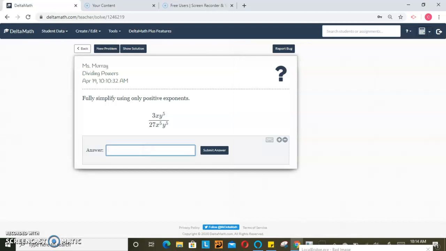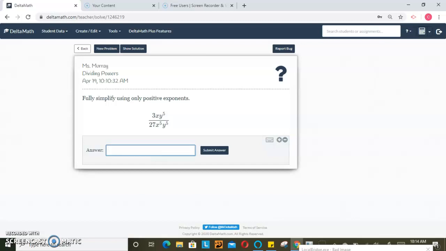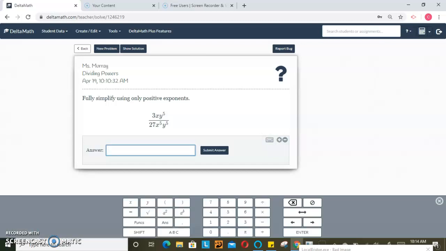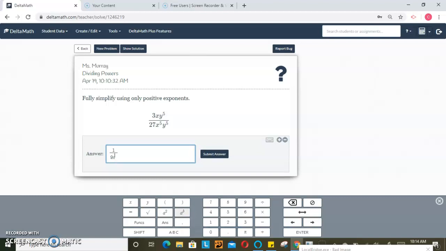So when I go to my answer and get my keyboard, oh, I don't know what I just did. Oh, okay. Here we go. I guess if there's more than one answer, I would hit that. So I have 1. How I get a fraction with Delta Math is if you use your division key, it will change it right to a fraction. Then I have 9x to the 4th power.